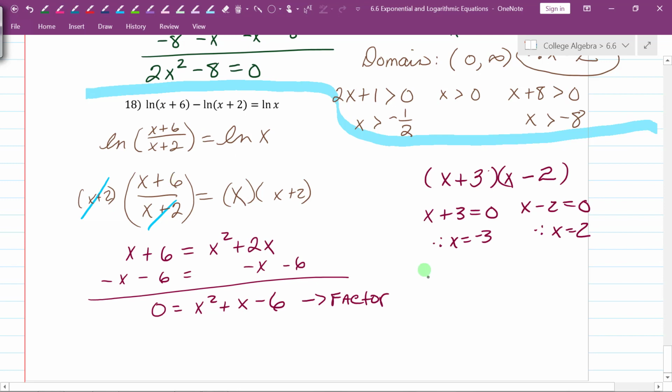My domain. It's always good to probably look at your domain first. I'm in the habit of looking at it last. I'm not sure why that is. Probably not the best habit.